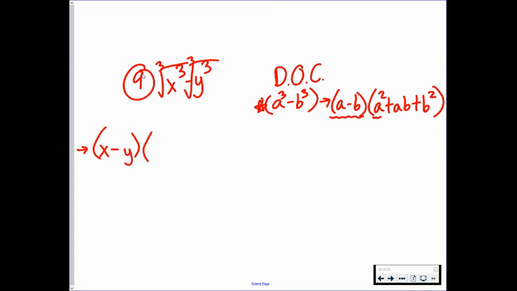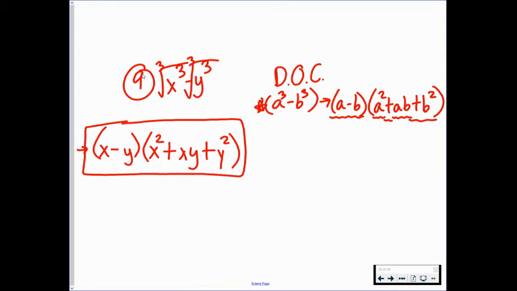To get the next term, I'm going to square the first letter, which is x, plus, then multiply the first and the last term together, x times y, plus, and then square the last term to make y squared. That is how you factor a difference of perfect cubes. On your test, depending on what form of the test you get, you may have a difference of perfect cubes or a sum of perfect cubes. Just make sure you know how to factor both kinds of expressions.